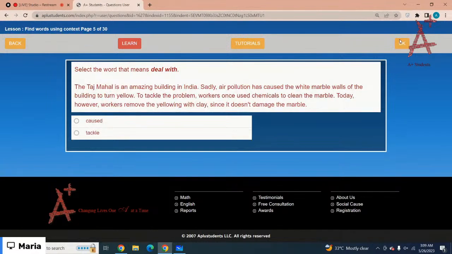Okay, select the word that means deal with. The Taj Mahal is an amazing building in India. Sadly, air pollution has caused the white marble walls of the building to turn yellow. To tackle the problem, workers once used chemicals to clean the marble. Today, however, workers remove the yellowing with clay since it doesn't damage the marble. So, which is the correct option? Which word means deal with? Caused or tackle?